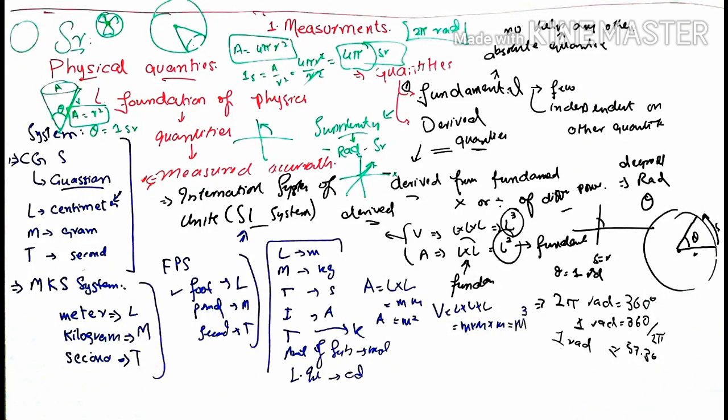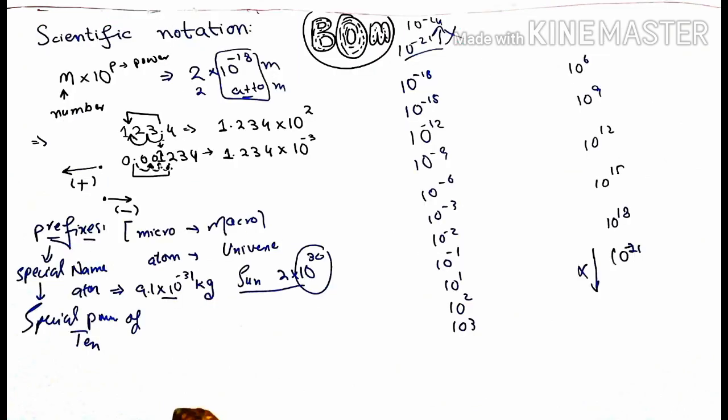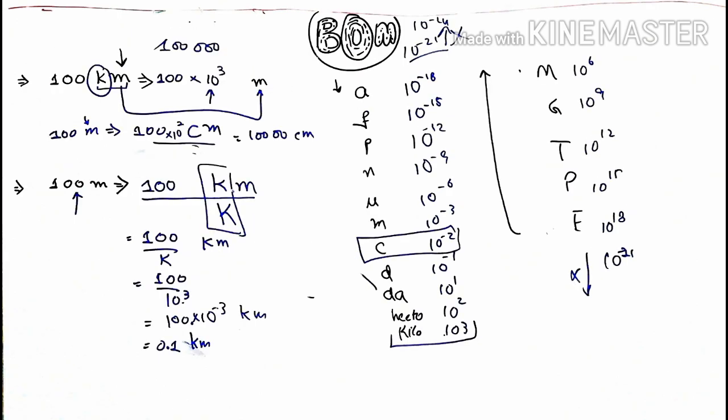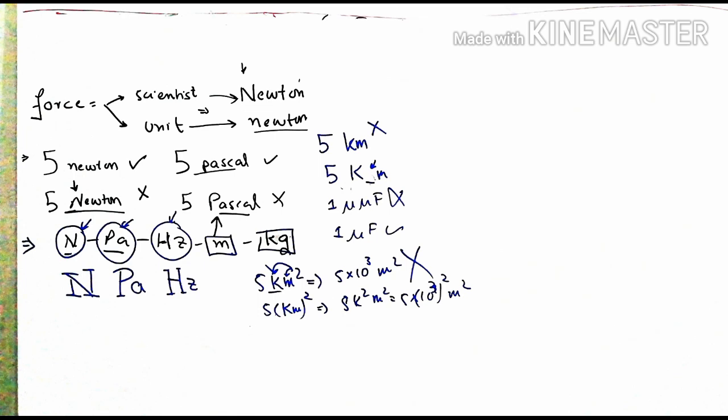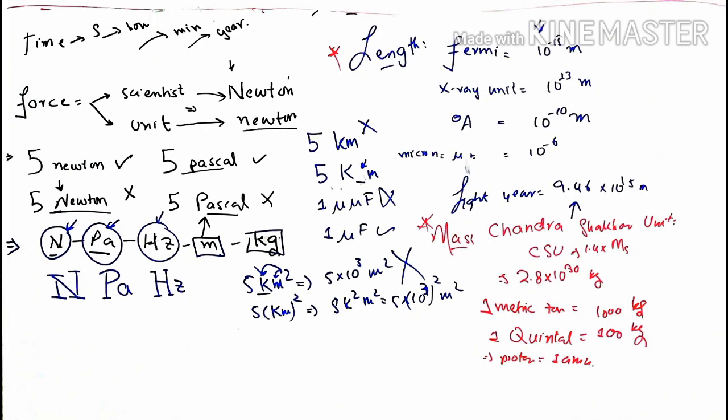In our lecture, we will discuss physical quantities, that is fundamental and derived, in CGS, MKS, FPS and System International. Further, scientific notation, prefixes and the use of these prefixes. Now we will also discuss the conventions to use the prefixes and units. And also we will discuss some units of length, mass and time. So let's start.